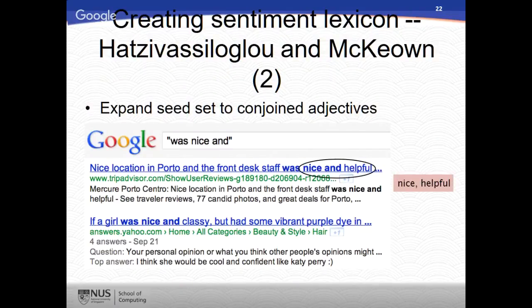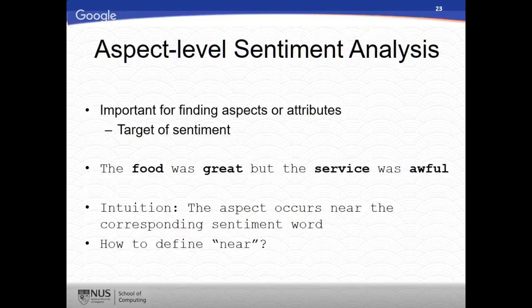You can see "nice and helpful", so helpful is most likely to be a positive word. Also "nice and classy". So this is also very useful to handle a crafted lexicon. Okay, the second topic is aspect level sentiment analysis.